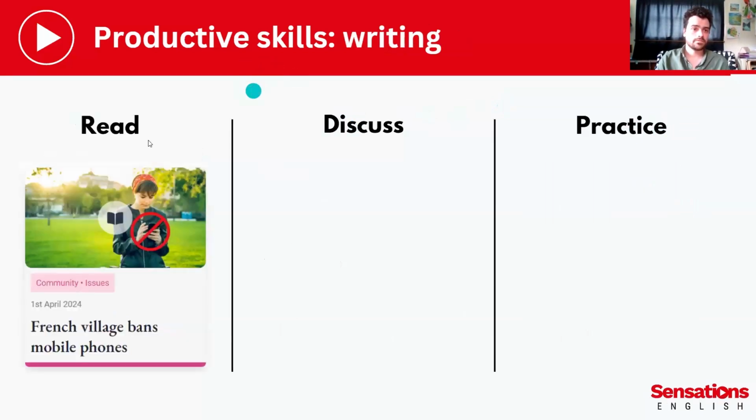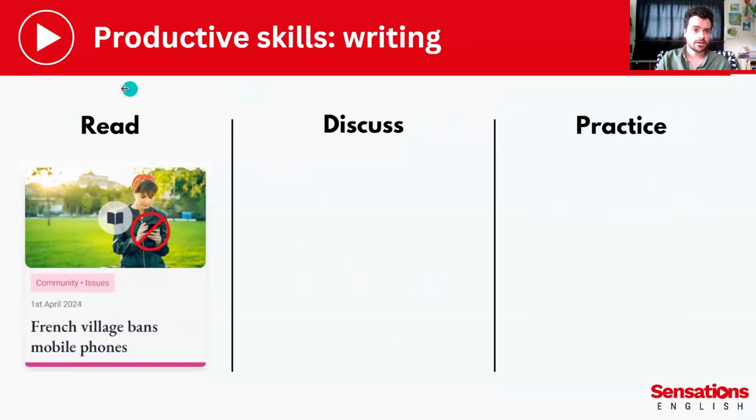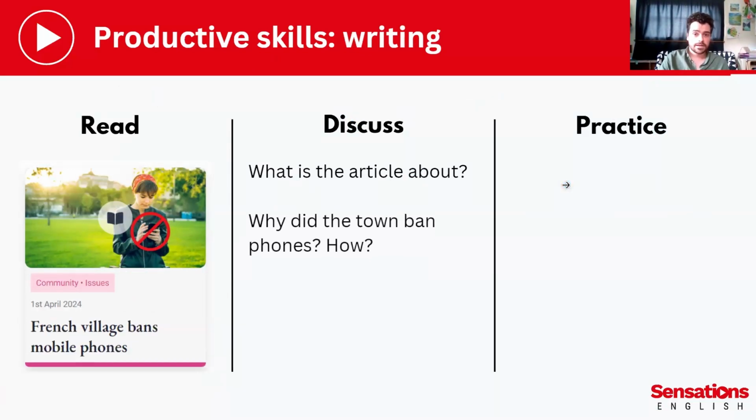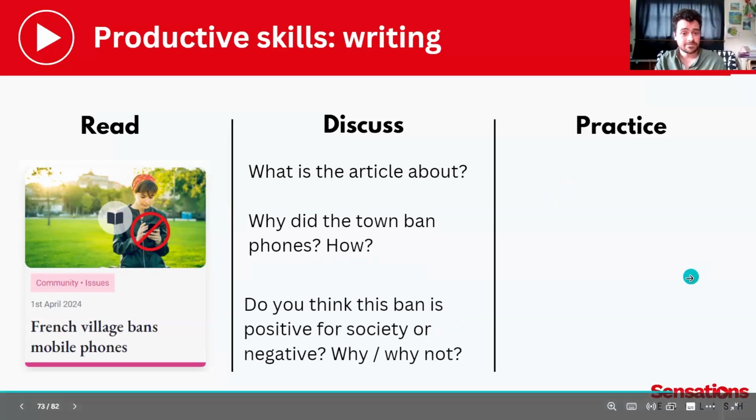So then you might have something like the article we talked about before, the French village bans on mobile phones. You could use it for writing, like Faith, you pointed out earlier. You could do the same method, right? Read the article. What is it about? Why did the town ban phones? How? And do you think this ban is positive for society or negative? Why or why not?